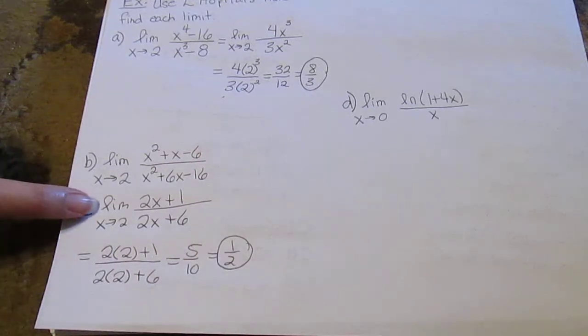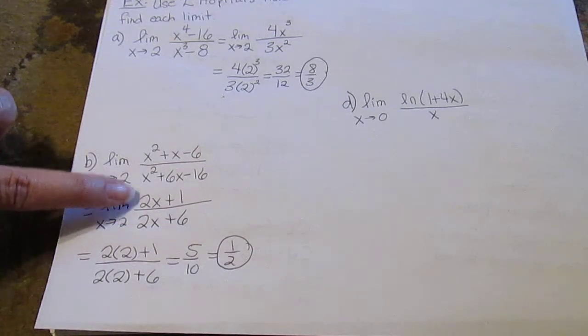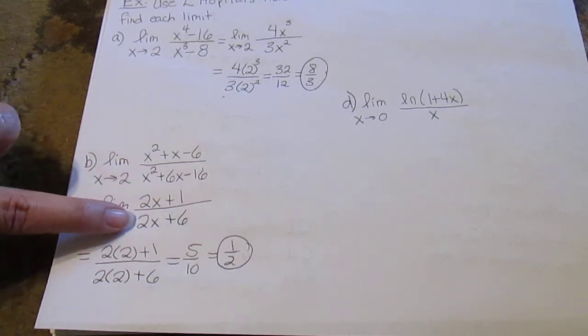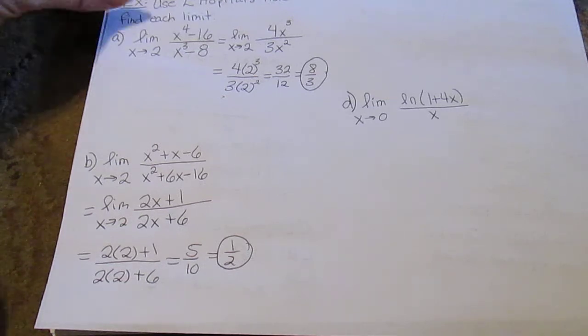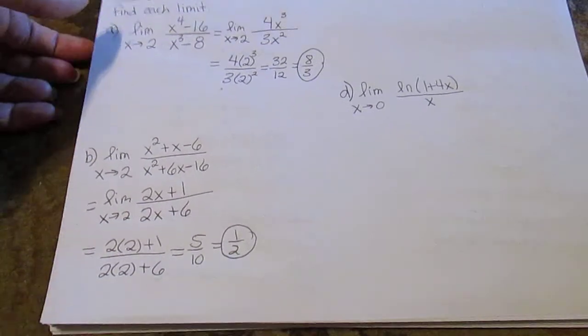If you take the derivative and you find that you still get 0 over 0, you can do it again. Take the derivative of the top, take the derivative of the bottom, and then plug it in. You can do it as many times as needed until you can get the answer.